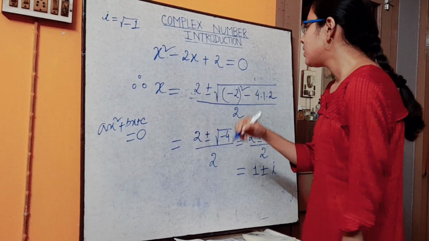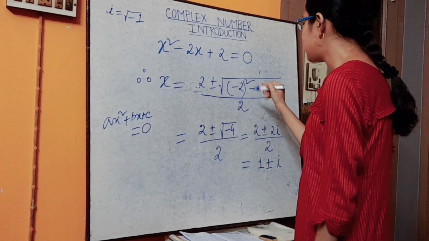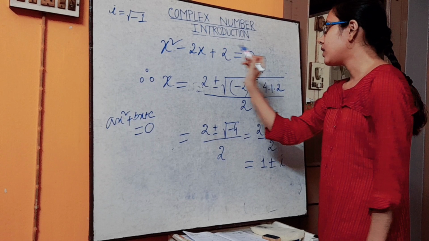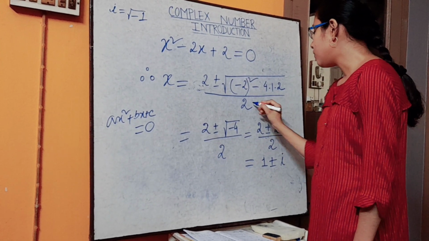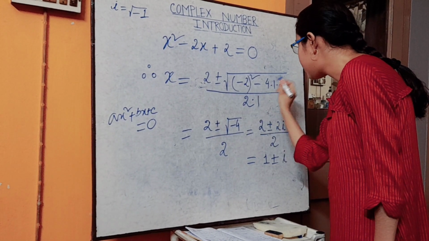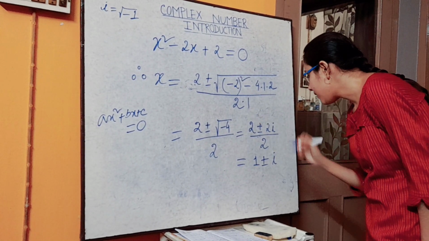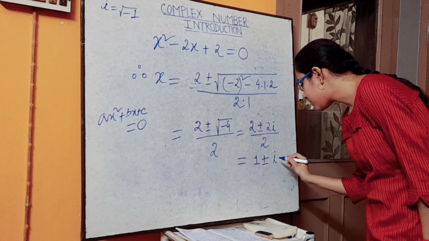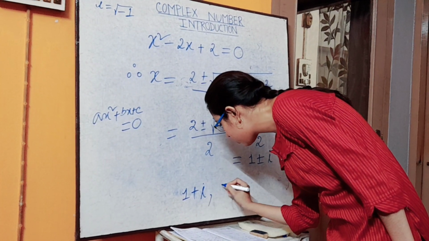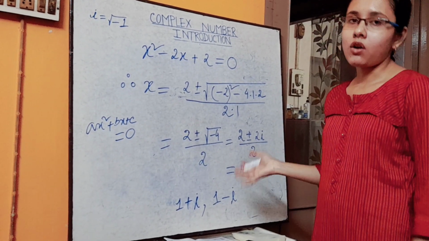So here the roots are minus b, which is minus of minus 2, is equal to 2, plus minus root over (minus 2) whole square minus 4ac, 4 into 1 into 2, by 2 into 1. So this becomes 2 plus minus root over minus 4 by 2, is equal to 2 plus minus 2 iota by 2, is equal to 1 plus minus iota. So the roots are 1 plus iota, 1 minus iota. So alpha and beta are either 1 plus iota or 1 minus iota.